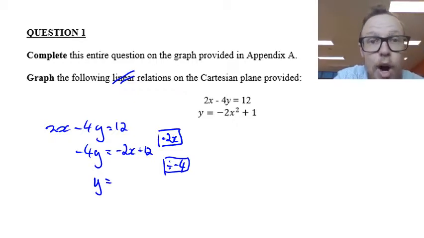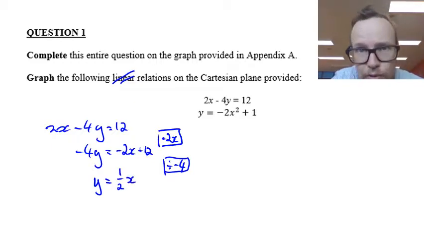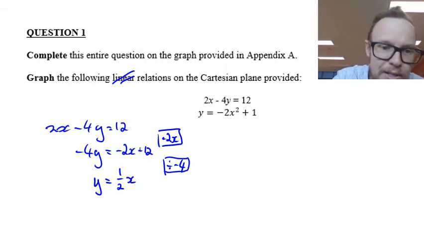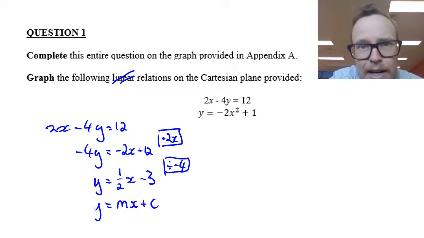Now we need to divide the whole side by negative 4. So that means dividing negative 2x by negative 4, which means I'm going to get 1/2 x and 12 divided by negative 4 as well, which means I'm going to get minus 3. Now you can see we're in the format of y equals mx plus c. That means the gradient is 1/2 and the y-intercept is negative 3. It's going to be at 0, negative 3. So this is one way to solve it.